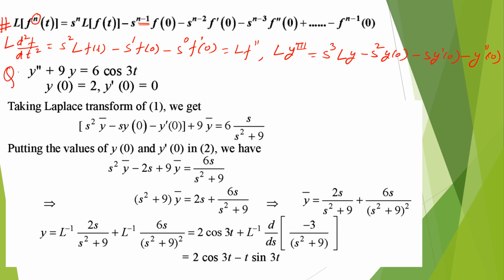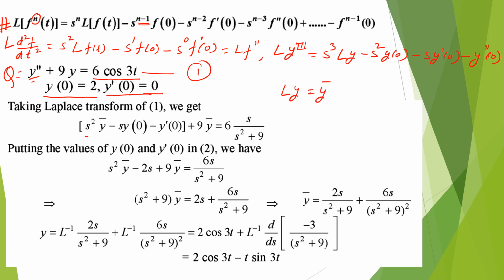Now we have a question: y double dash plus 9y equal to 6 cos t, when the conditions are y is equal to 2 when t is 0, y dash is equal to 0 when t is 0. Now for this first equation we are taking Laplace. For the double derivative we get s square, this is the symbol of Laplace of y. Laplace of y is represented as y bar.